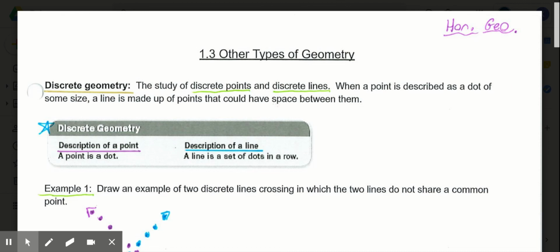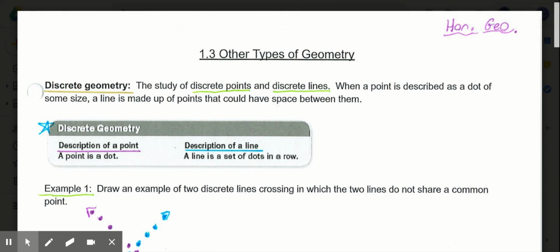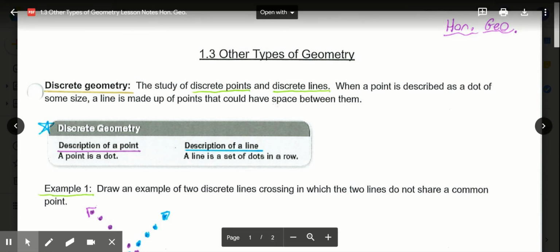So the first type we're going to look at in this lesson is what is known as discrete geometry. Discrete geometry is the study of discrete points and discrete lines. Well, that's really helpful using discrete to define these things. So let's go a little bit further. Discrete geometry is when a point is described as a dot of some size, so the size can vary, and a line is made up of points that can have space in between them.